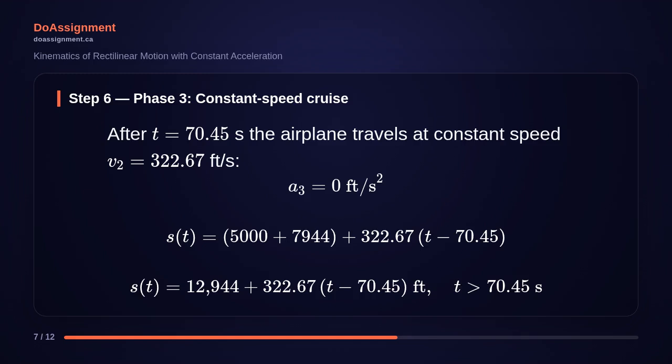Once the airplane reaches its cruising speed, the acceleration drops to 0. The total distance already covered is 5,000 plus 7,944, which is 12,944 feet. The position then increases linearly at a constant rate of 322.67 feet per second.